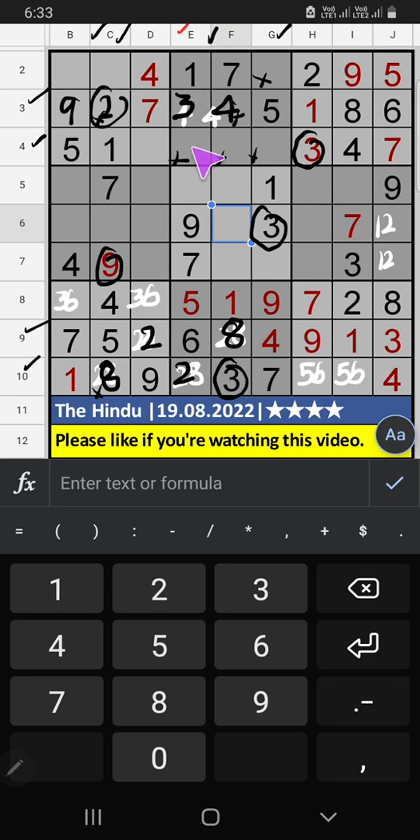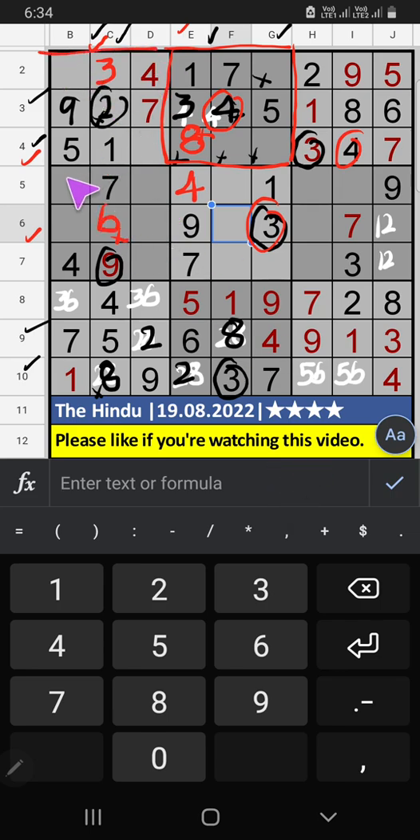Column E, 2 numbers are remaining, 4 and 8. 2nd grade and 4th row, we have 4. So 4 can't come in these cells. Then 4 is confirmed here. Then 8 is here. Column C, 2 numbers are remaining, 3 and 6. 6th row, we already have 3. So 3 can't come in the cell. 3 is confirmed here. Then 6 is here.